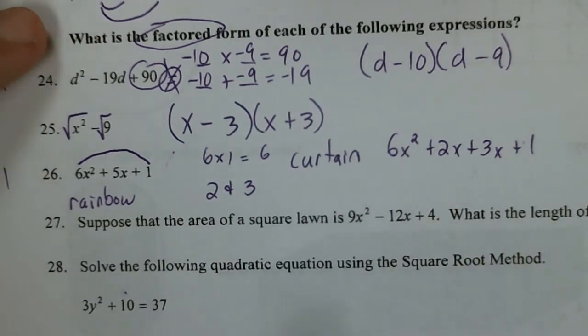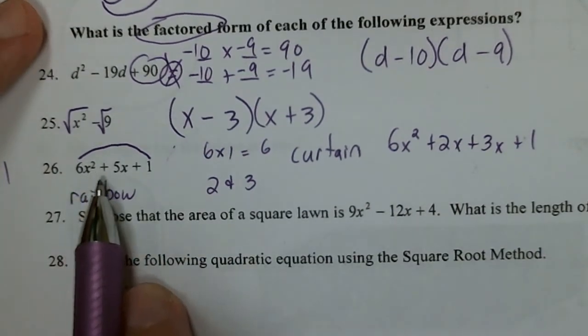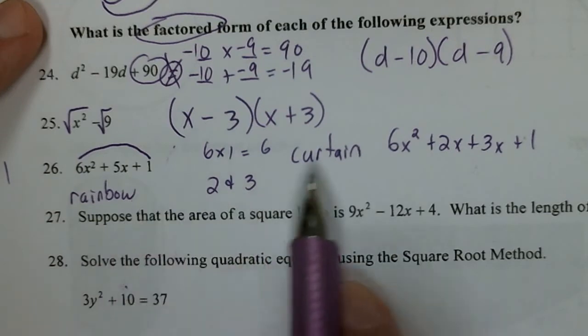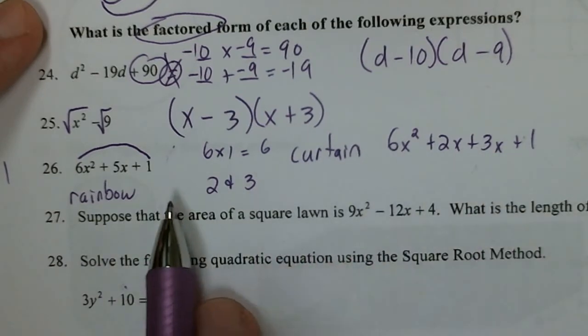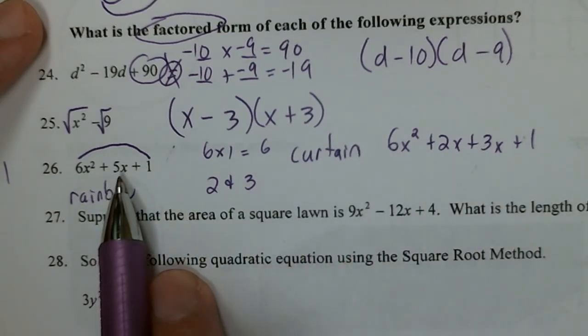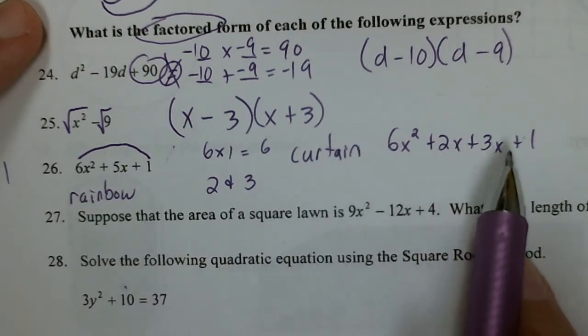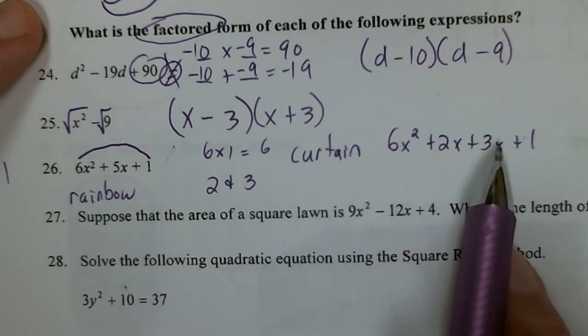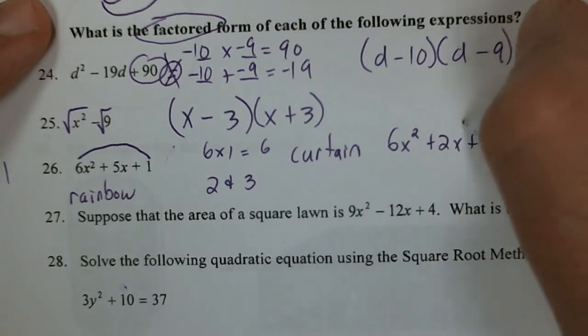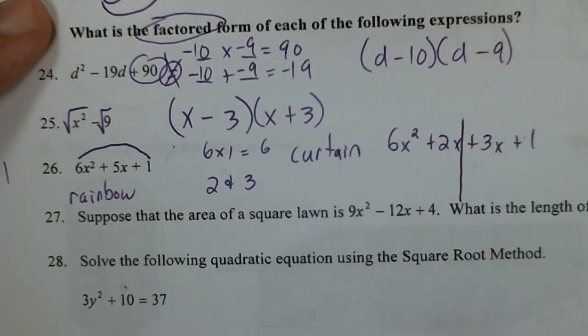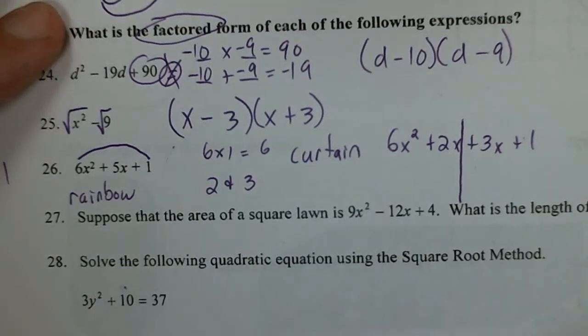Let me refresh. What in the world did I just do? 6x squared plus 5x plus 1. I still have the 6x squared and the 1. All I've done is take 5x and split that into 2x and 3x, because 2x plus 3x is 5x. Now, why did I do that? The reason is that now I can factor by grouping. This is the curtain, or the line or the wall, however your teacher taught you.